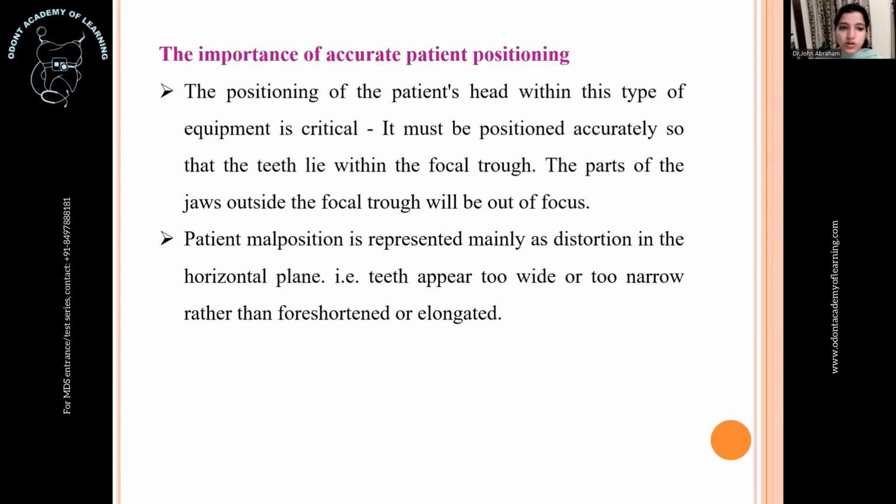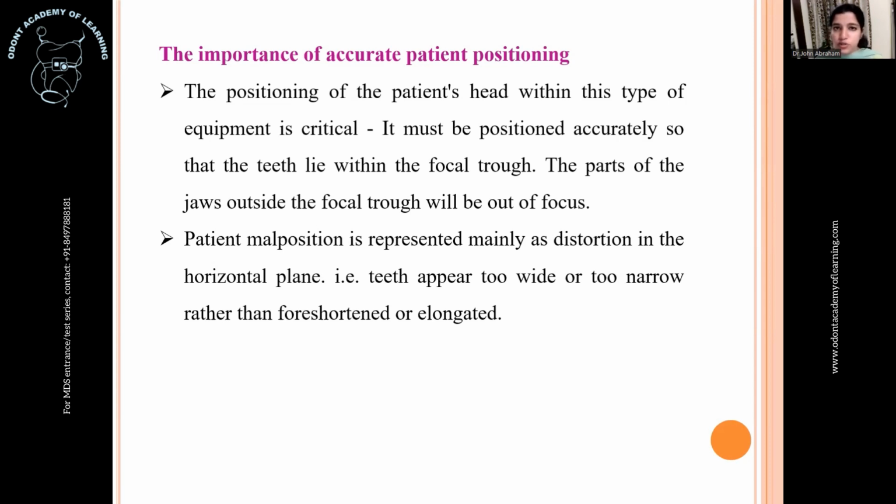Parts of the jaws outside the focal trough will be out of focus, so we are going to get a blurred image. This particular positioning is required so that the entire structure which is necessary falls within the focal trough. Patient malposition is represented mainly as a distortion in the horizontal plane. Teeth appear too wide, too narrow, foreshortened or elongated.